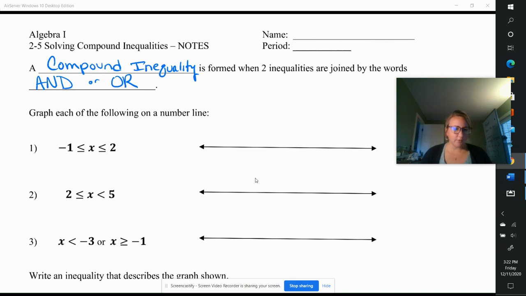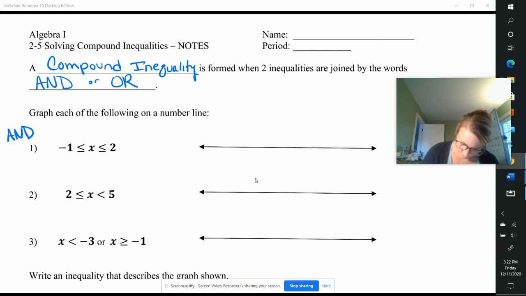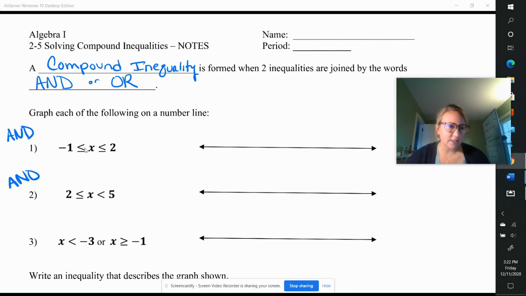So first, let's start by graphing. So number 1 and number 2, those are considered and inequalities. For and inequalities, we won't typically have the word and, but we'll start by writing the word and just so we get used to them. But eventually I'd like to see us write our compound inequalities when they're an and, like number 1 and 2.